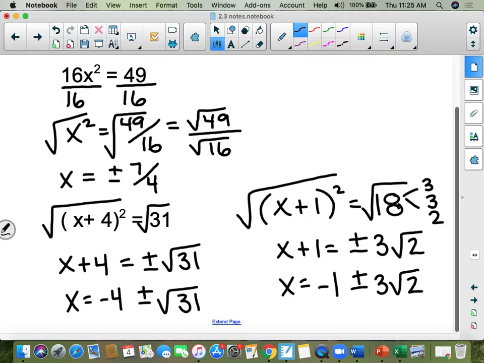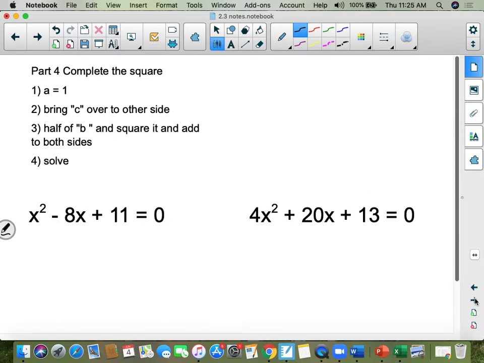A lot of kids forget that way, and it's on the ACT, so don't forget that way. The third way to solve a quadratic equation is completing the square, and you had this in Algebra 2 last year. Here are the steps. Your a value needs to be 1. I'm just going to put it up here, you guys.